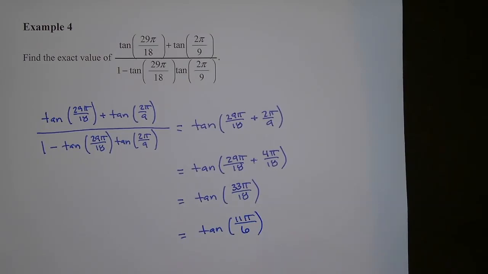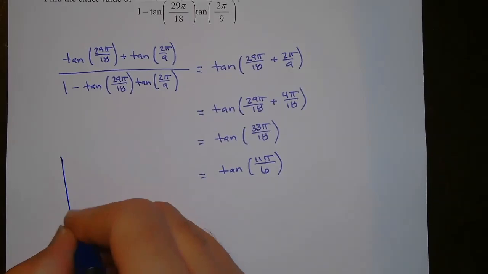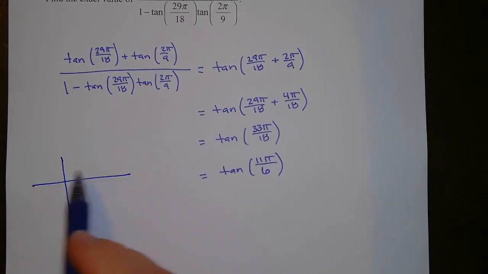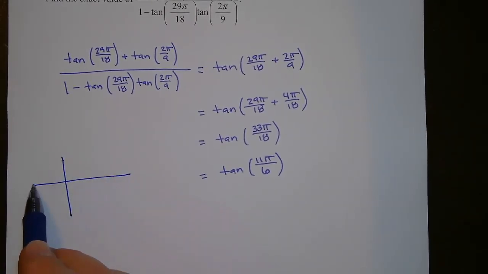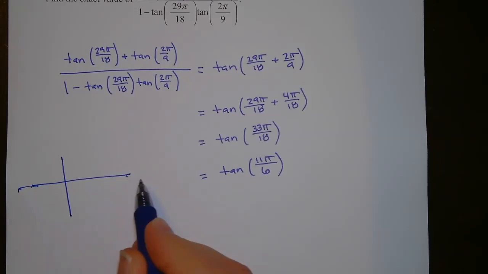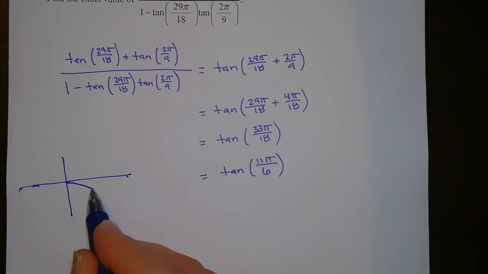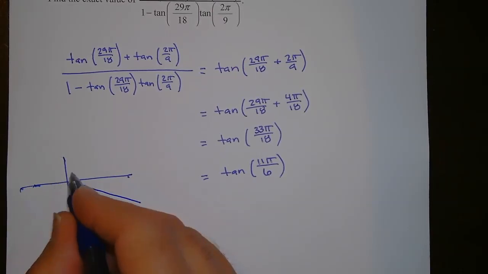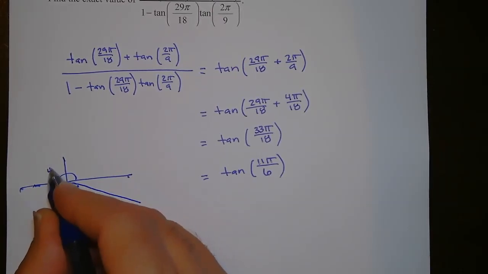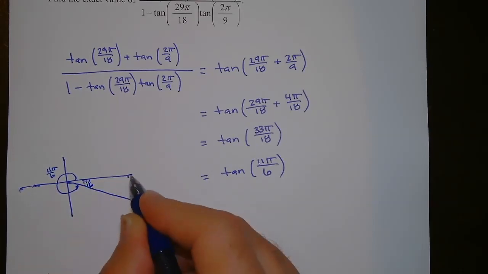So we have to draw a diagram for 11 pi over 6. This would be 6 pi over 6, right here on the negative x-axis. Keep going, this would be 12 pi over 6, but that's too much, so I need to back off by pi over 6. So it's in the fourth quadrant. This would be the angle 11 pi over 6. That would give me a reference angle of pi over 6.